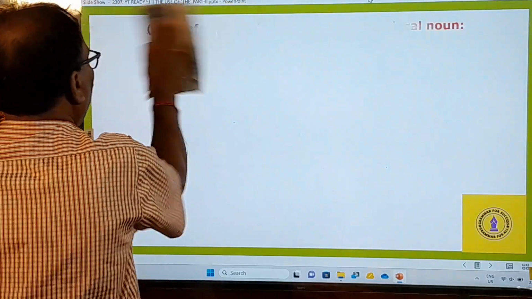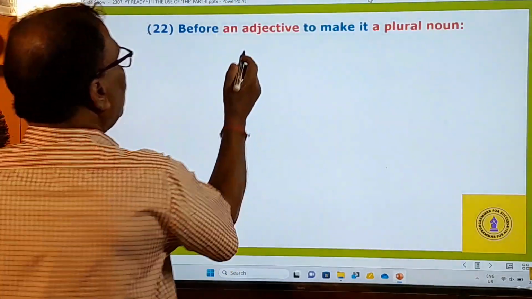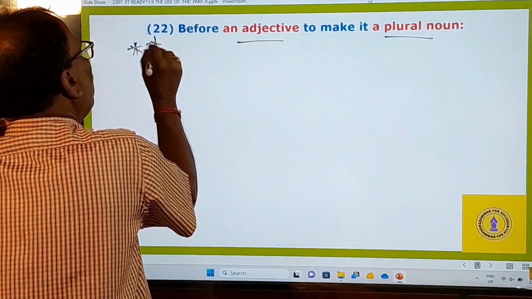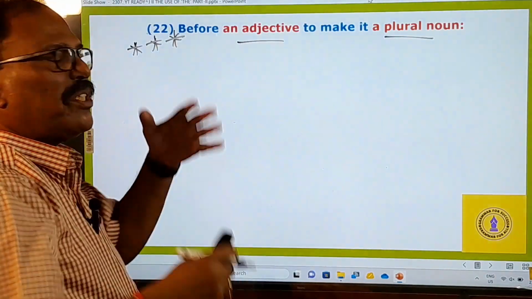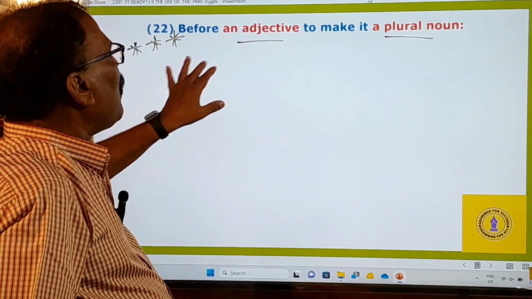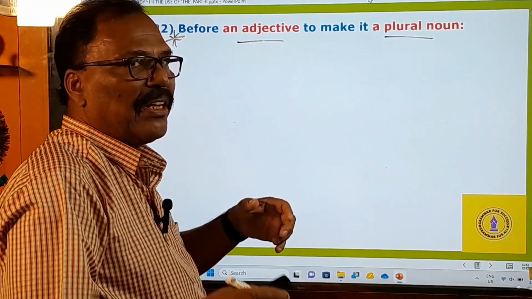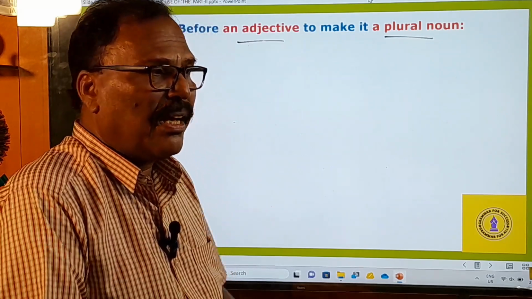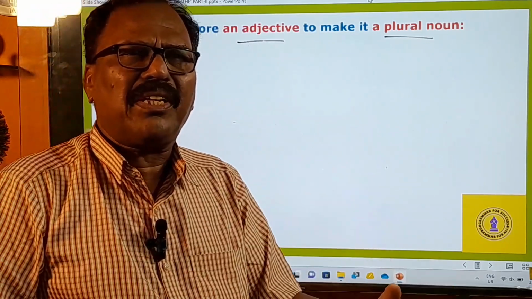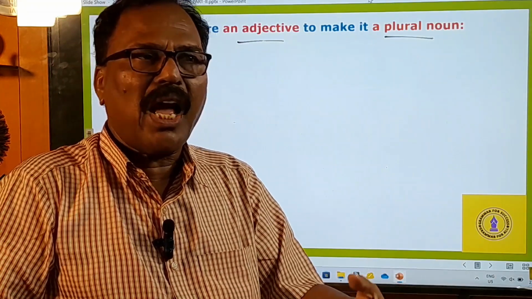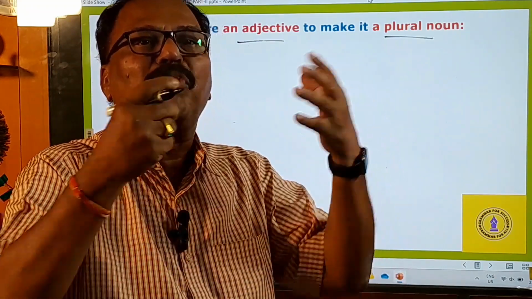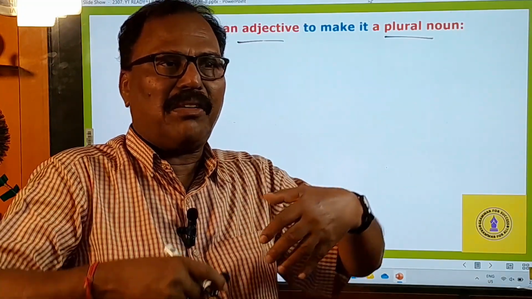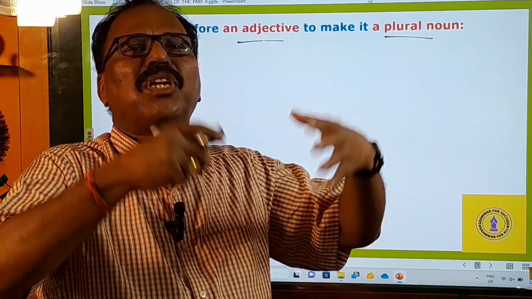What is the next rule? Very quickly. Before an adjective, the definite article makes it a plural noun. This is a star marked rule, very, very important from the exam, from any competitive examination point of view. Because in the English language, for each and everything, there is no word at all. So we have to make our own words, some rule position gives us. And according to that, you can make so much vocabulary.